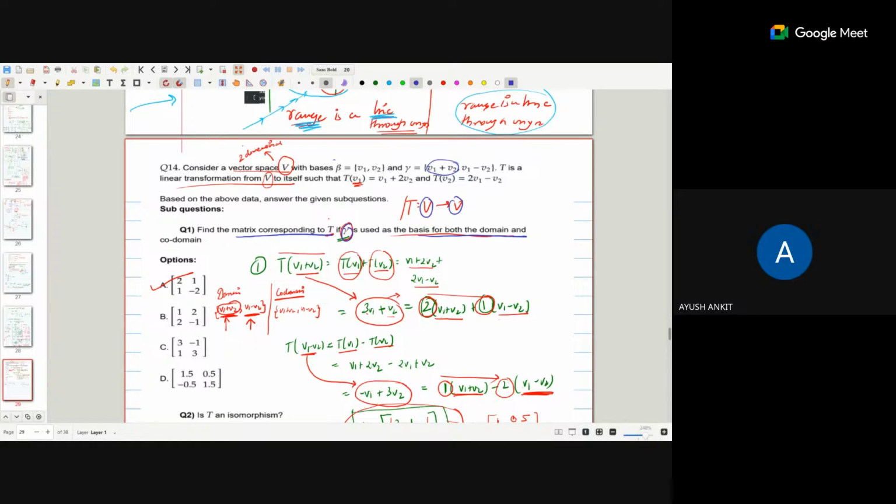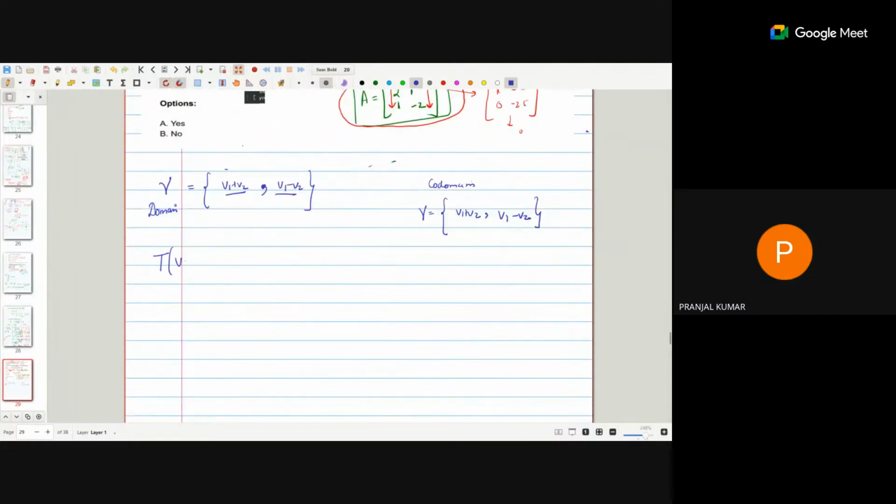No, right? But we have been given the images of V1 and V2. So we can utilize these to find these by exploiting the properties of linear transformation. So let's see how. We need to find T of V1 plus V2. I know that a linear transformation has this property, that T of V1 plus V2 is T of V1 plus T of V2. Yes or no? Similarly, I will write here T of V1 minus V2 is T of V1 minus T of V2.